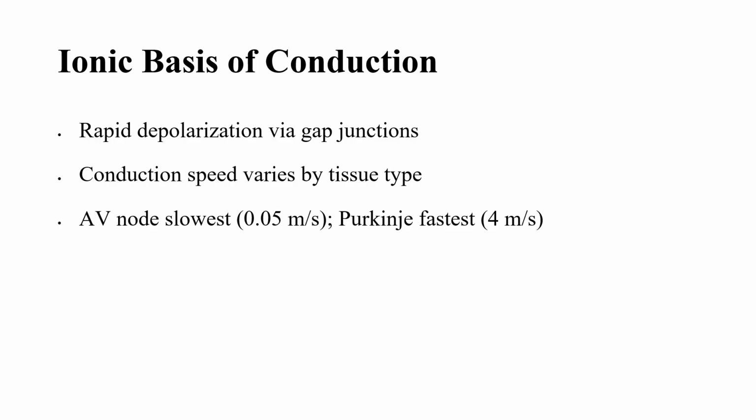Slow, where precision is needed, that's the AV node. Fast, where power and synchronization matter, Purkinje system. When you are writing about the conduction system, don't just mention where the impulse travels. Explain why it travels at different speeds.